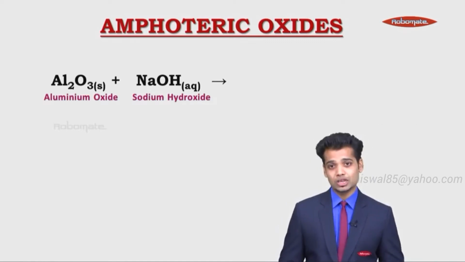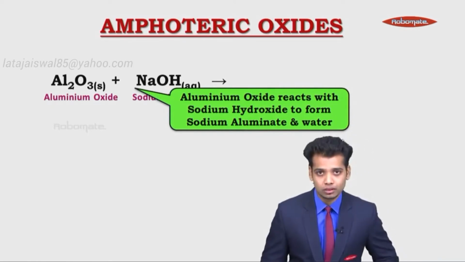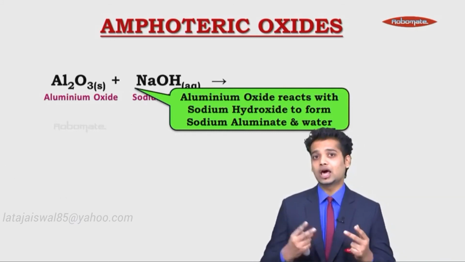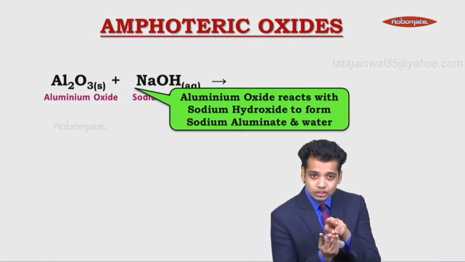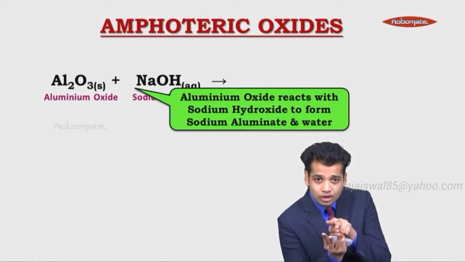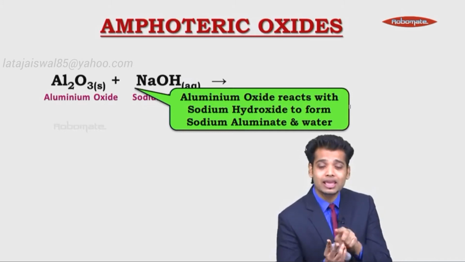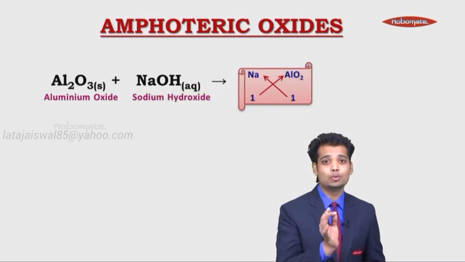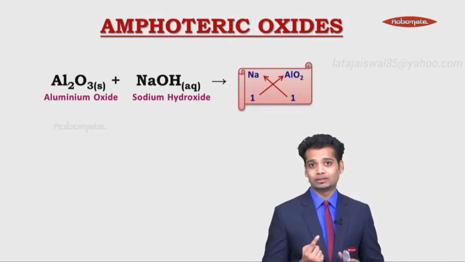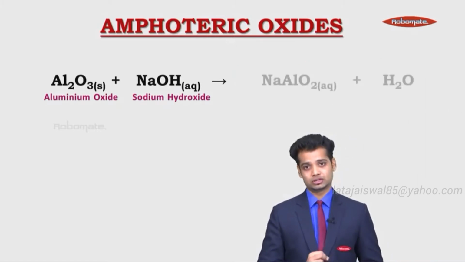Al2O3, when it reacts with NaOH, that is sodium hydroxide, it forms sodium aluminate and water. Sodium aluminate, that's quite a new term. So let's understand how this sodium aluminate is formed. Now this Al2O3 under high pressure and temperature converts itself into AlO2. This AlO2 is called the aluminate ion. Aluminate ion has the valency of 1, that is -1, whereas Na has the valency of 1. When you crisscross, it forms sodium aluminate.